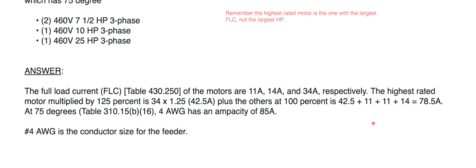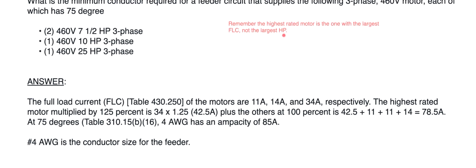Now we need to take that, look at the 75 degree column, Table 310.15(B)(16), and look at, in the 75 degree column, what conductor could handle 78.5 amps. And if you go down to 4, and then go to your center 75 degree column and come across, you're going to see that 4 AWG has the ampacity of 85 amps. And that's your answer right there. 4 AWG is the conductor size for the feeder that you need.